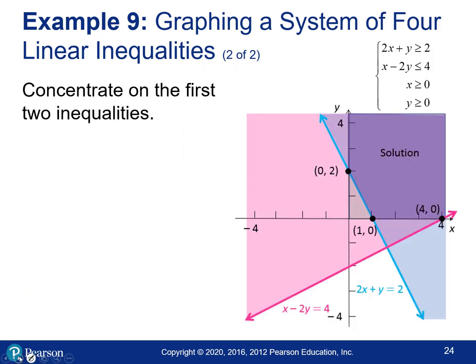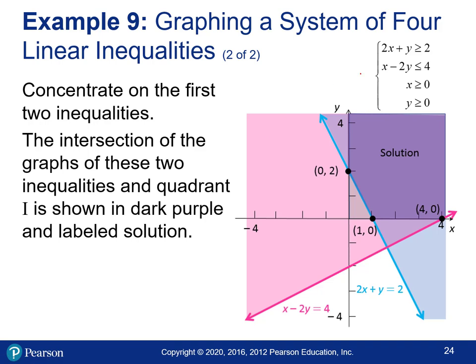If we concentrate on those first 2 inequalities, we have inequality number 1. If we rewrite that, it's going to look like y equals 2 minus 2x. That's going to be this line here, and it is solid because we have our equal bar here. Then inequality number 2, if we rewrite that and solve for y, we have y equals 1/2 x minus 2. And that one is this one here.